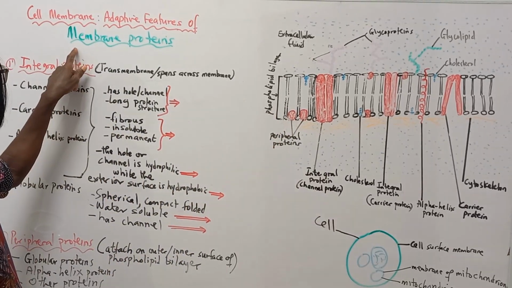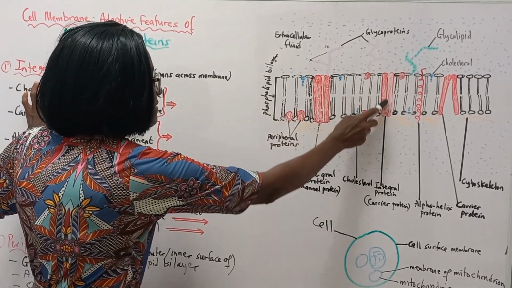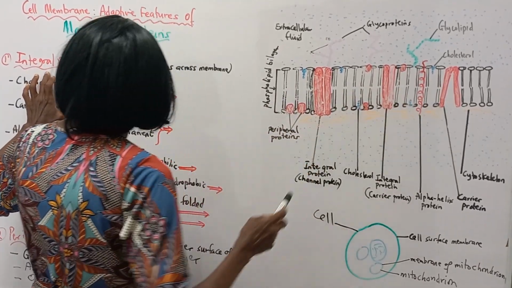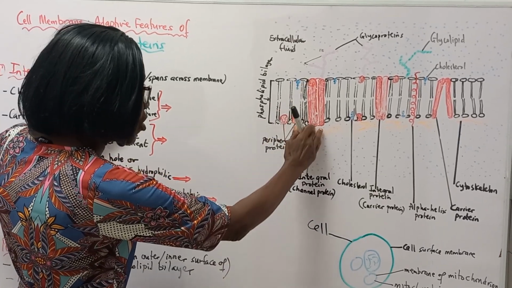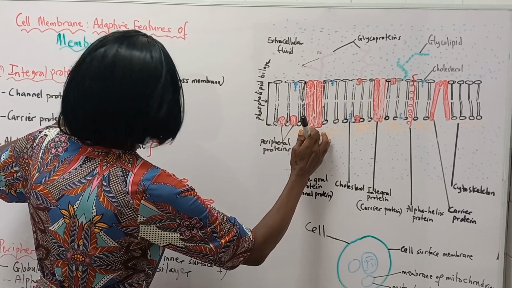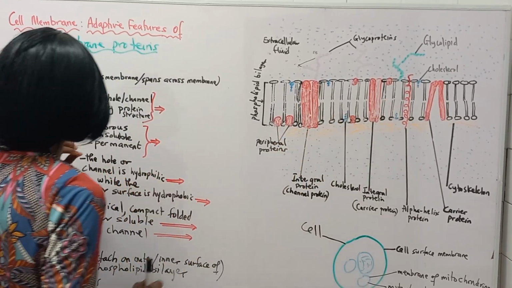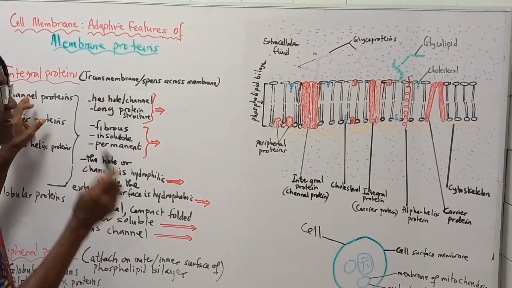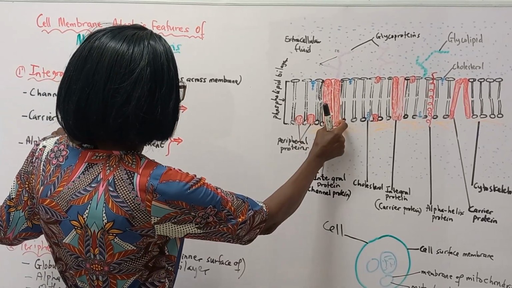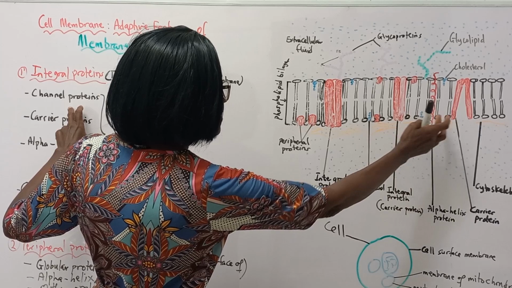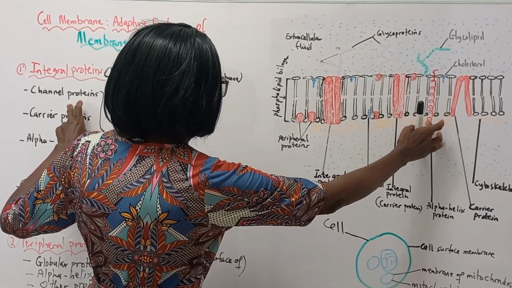Membrane proteins: we have integral proteins. The integral proteins are the proteins that span across the membrane. They are also known as transmembrane proteins, very long. In these integral proteins, we have channel proteins. This is a channel protein, this is a carrier protein, and this is an alpha-helix protein.